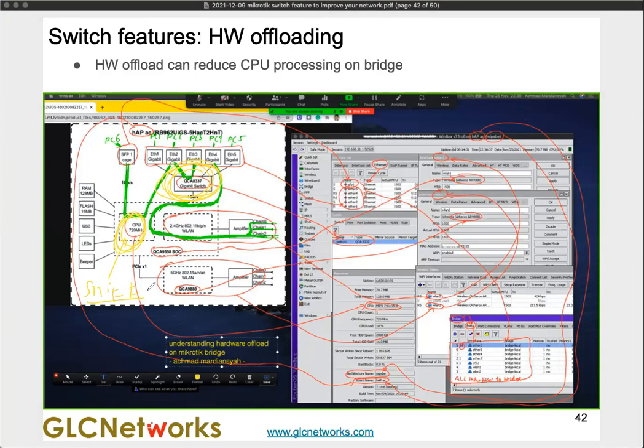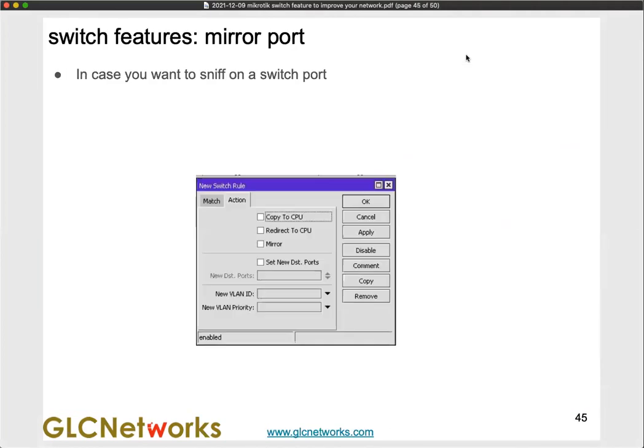Okay, sniffing uses the CPU, and your port is handled by the switch chip. So that's why you cannot do sniffing. How do I do sniffing, then? You can do a mirror port like this one. Here, this is actually a new switch rule with the action copy to CPU or redirect to CPU. Which port here?